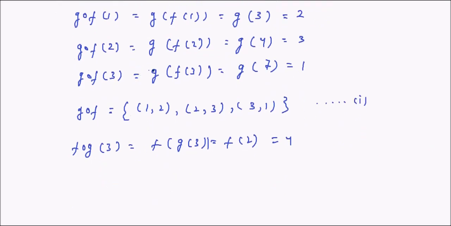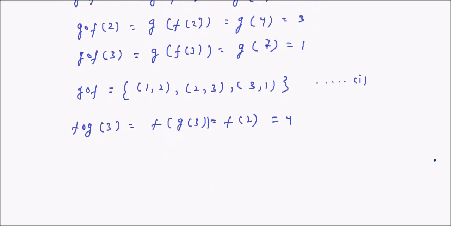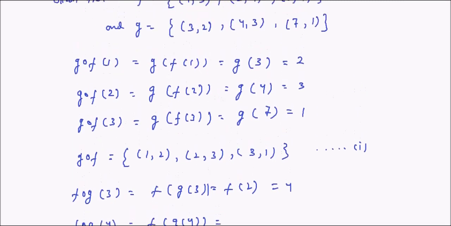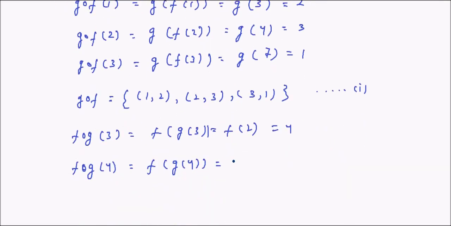Now take the second element of the domain, 4. f∘g of 4 is equal to f of g of 4. The image of 4 under function g is 3, and the image of 3 under function f is 7. So g of 4 is 3 and f of 3 is equal to 7, so f of g of 4 is equal to 7.